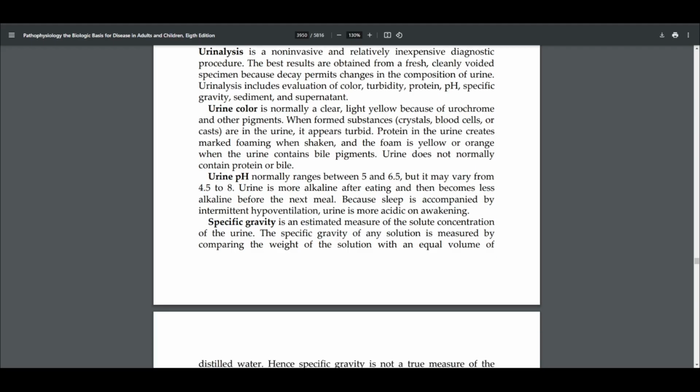Urine color is normally a clear, light yellow because of urochrome and other pigments. When formed substances, crystals, blood cells, or casts are in the urine, it appears turbid. Protein in the urine creates marked foaming when shaken, and the foam is yellow or orange when the urine contains bile pigments. Urine does not normally contain protein or bile.